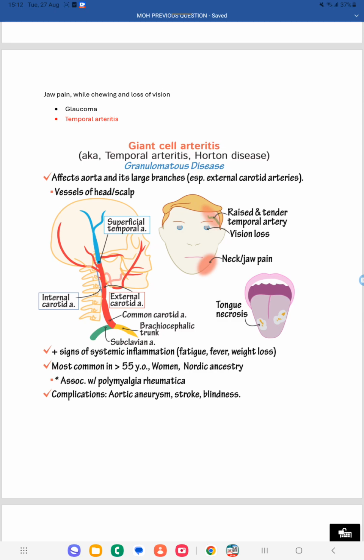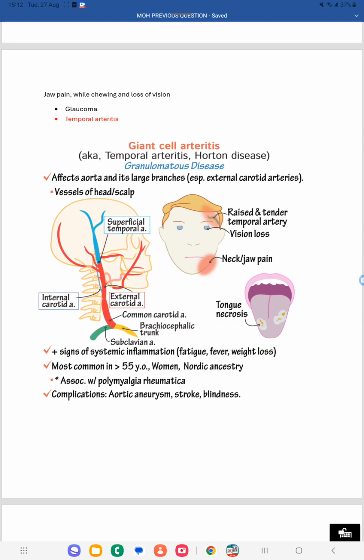So the symptoms of temporal arteritis: there will be headache, a continuous headache in the forehead area, and fatigue, fever, and weight loss. Those are symptoms of the inflammation. Because of the inflammatory changes you will get fatigue, fever, weight loss, and as the temporal artery is affected, you will get jaw pain, especially increasing after chewing, and tenderness in the scalp area.